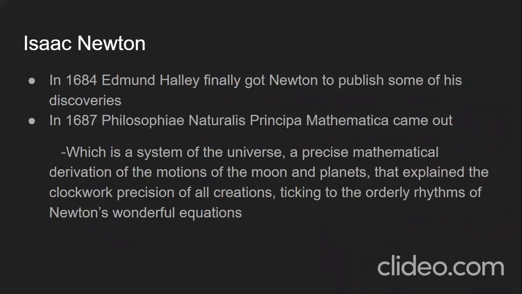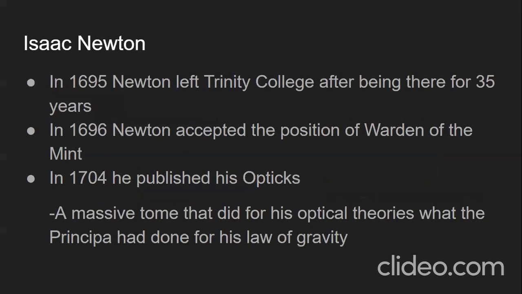In 1684, Edmund Halley finally got Newton to publish some of his discoveries. In 1687, Philosophiae Naturalis Principia Mathematica came out, which is a system of the universe, a precise mathematical derivation of the motions of the moon and planets that explain the clockwork precision of all creation, ticking to the orderly rhythms of Newton's wonderful equations. In 1695, Newton left Trinity College after being there for 35 years. In 1696, Newton accepted the position of Warden of the Mint. In 1704, he published his Optics, a massive tome that did for his optical theories what the Principia had done for his law of gravity.